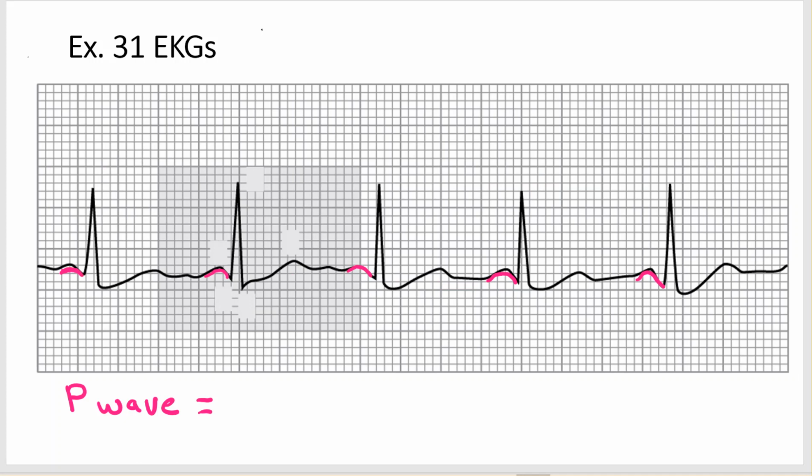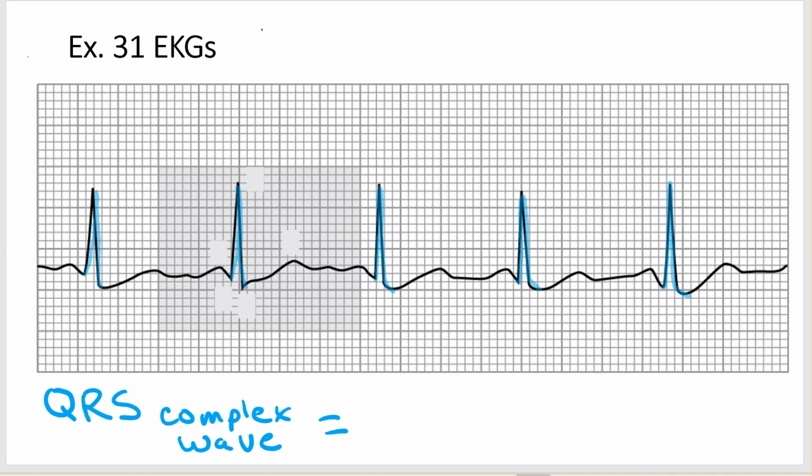So the first little bump on this graph we're going to talk about is the P wave. I've highlighted all the P waves in this graph with my pink pen. And what a P wave measures is atrial depolarization. So that little bump is telling us what's electrically happening in our atria. Here's all the P waves.